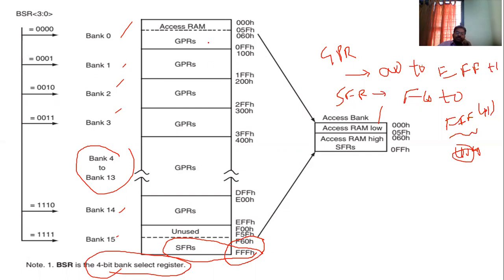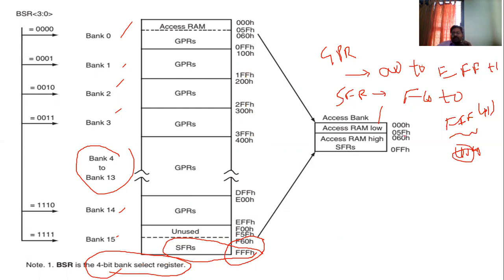But the GPRs will access almost all and most of the memory. So 90% of the memory is accessed by the general purpose registers. Only 10% of the memory is accessed by the SFR, the special function registers here.